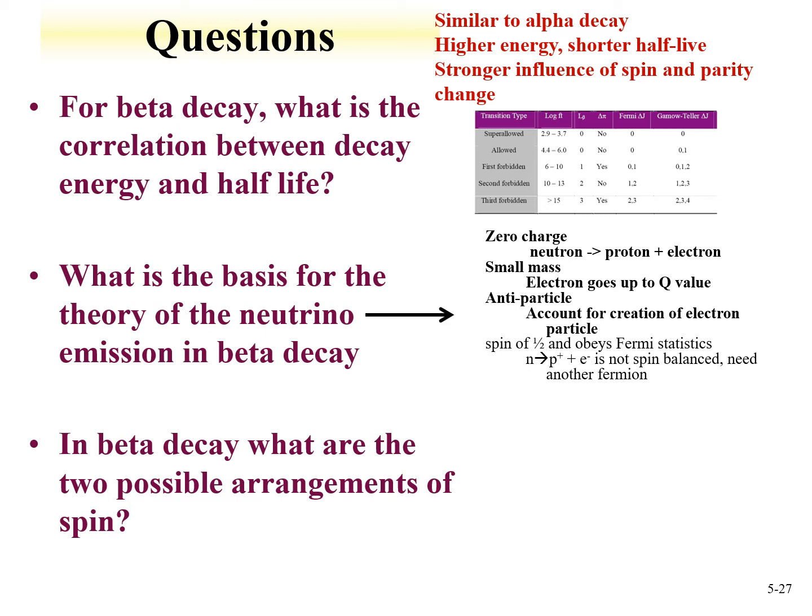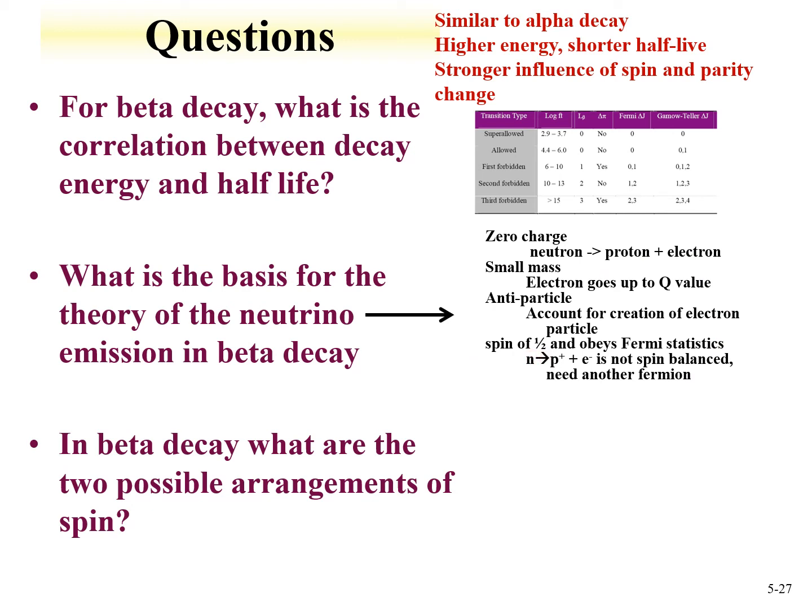And also, this neutrino should have a spin of 1/2 and obey Fermi statistics. Since a transition where a neutron goes to a proton plus an electron is not spin balanced, there's need for another fermion to account for a spin of 1/2 and balance the equation.